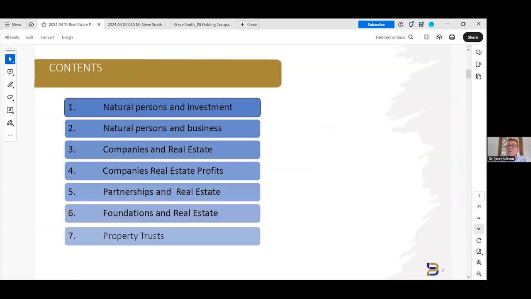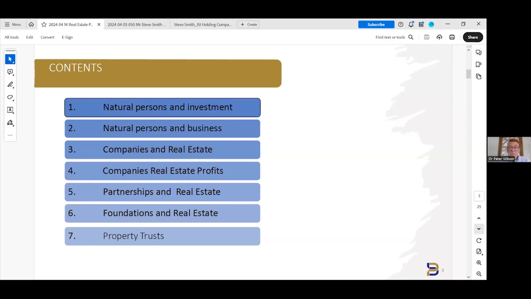So here's the contents for today. There's a big divide, of course, between the tax for a natural person and the tax position for a company or a partnership or a foundation or a trust. And we know that whilst the tax law is supposed to be about corporation tax, it's really about the taxation of corporate profits and other profits that they want to tax.